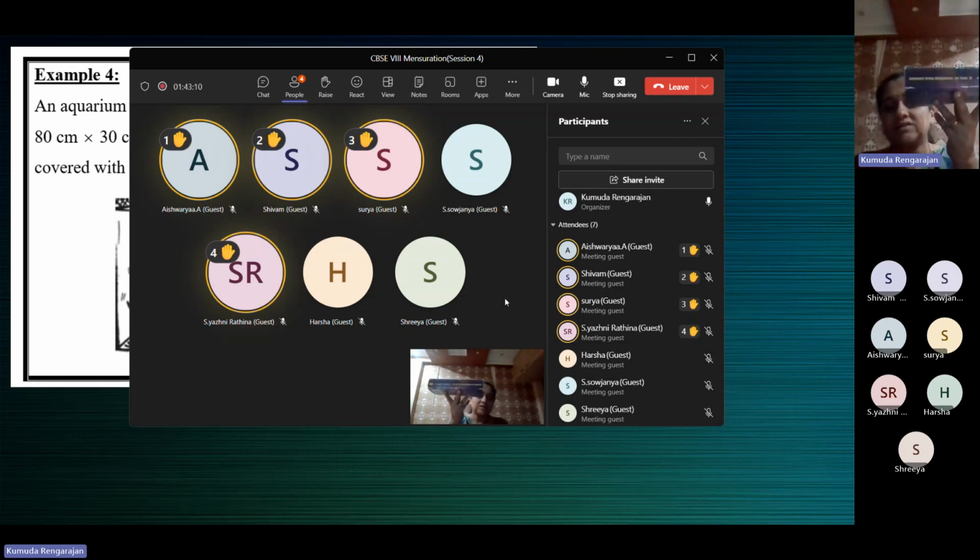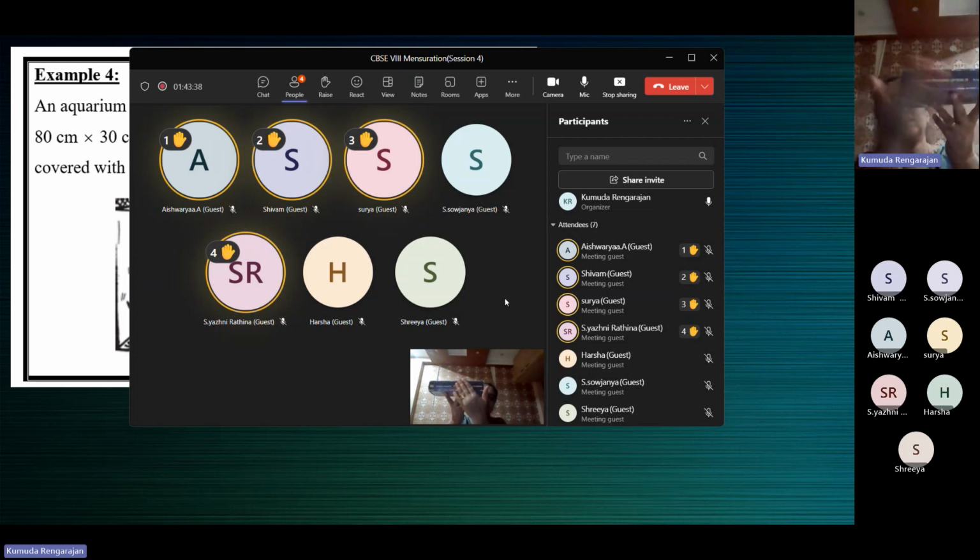But what is it? Is it L into B, or B into H, or L into H? What is the area of this front face, which is a rectangle? It has to be one of these three. The area of this face can be L into B or B into H or L into H. So see the dimension there. This is L and this is H. So the area of the front face is L into H.